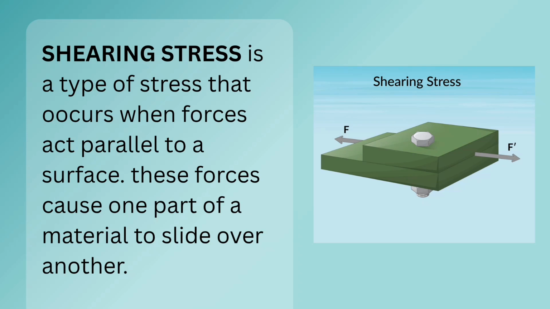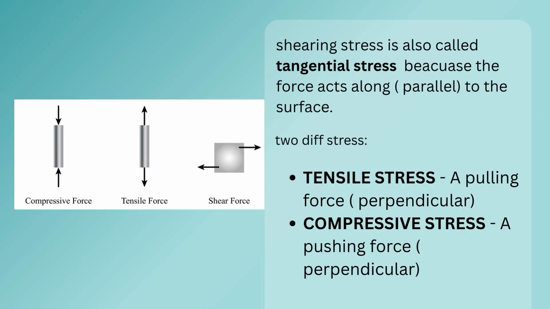Shearing stress is a type of stress that occurs when forces act parallel to a surface. These forces cause one part of a material to slide over another. Shearing stress is also called tangential stress, because the force acts parallel to the surface.